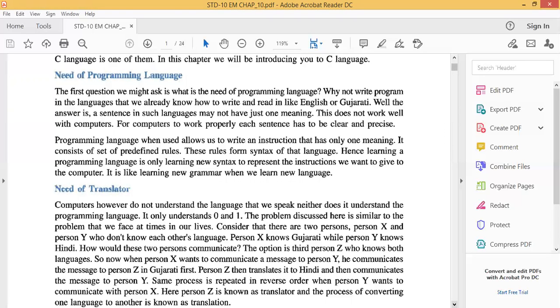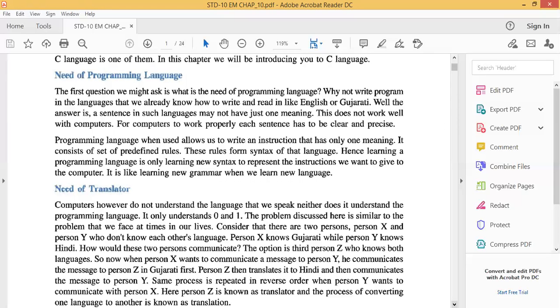It consists of a set of predefined rules. What is a programming language? What is software? A programming language, when used, allows us to write an instruction that has only one meaning. It consists of a set of predefined rules. These rules form the syntax of that language. Hence, learning a programming language is only learning new syntax to represent the instructions we want to give to the computer. It is like learning new grammar when we learn a new language.